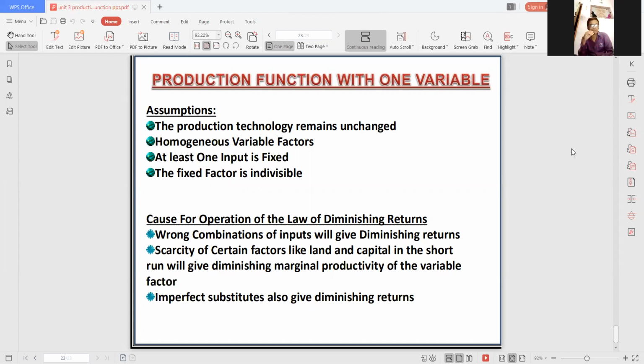Next, imperfect substitutes also give diminishing returns. Imperfect substitute means we use one variable factor to replace another variable factor, but they are not exactly replaceable for each other. In such a situation, that kind of combination of variable changes and variable proportions leads to diminishing returns.